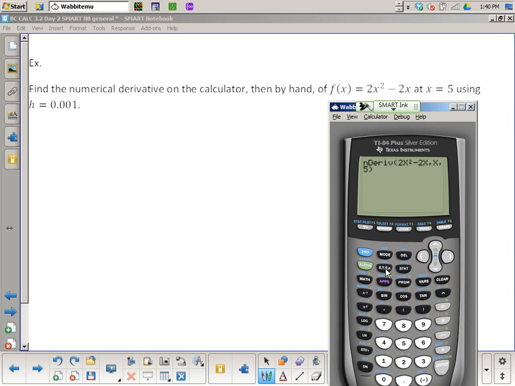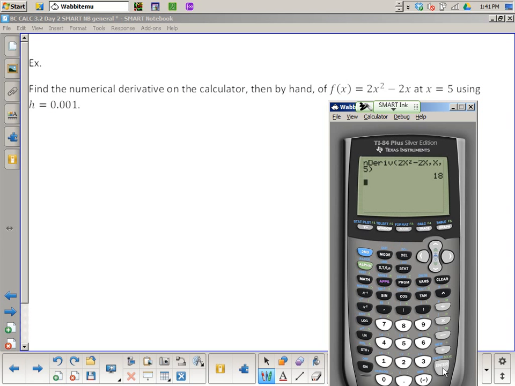Oh, by the way, make sure you're using this button for your x, not the alpha x. Okay. And I wish it would give me the actual derivative, but it can't. But it can tell me the slope of that tangent line is 18. This is the derivative of 2x squared minus 2x at x equals 5. That's pretty cool, right?